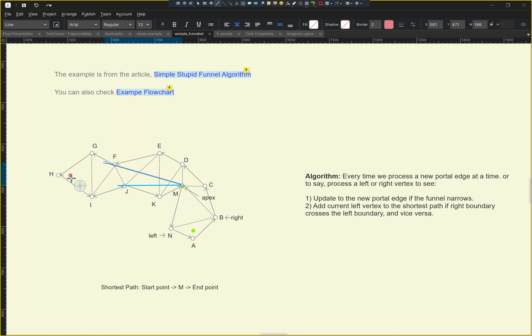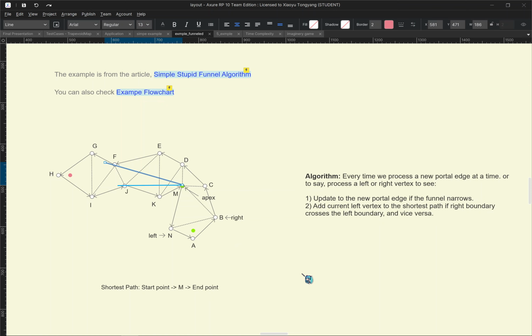Of course, we need to add the endpoint, the green point, to our shortest path. And as you can see, we connect from the start point, the green point, to point M, and from point M we connect to the endpoint, the red point, and we have computed the shortest path. At this point, I think you have an overview idea of the funnel algorithm, the mechanism behind the algorithm. It's not that hard, it's very easy to compute and understand.